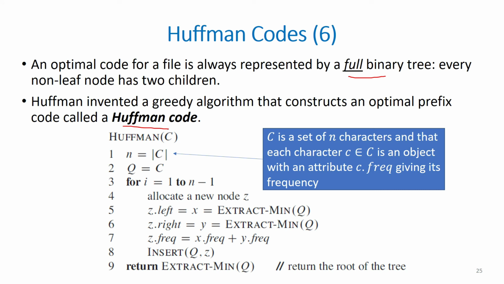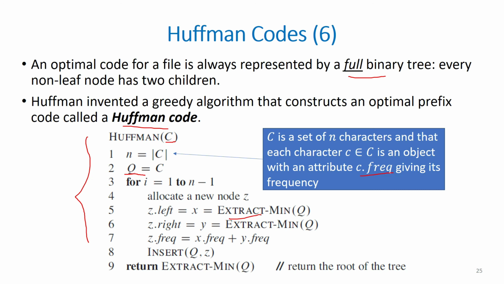The pseudocode of his greedy approach is given here. As input, the procedure Huffman takes the set C of n characters in the file, where each character has an attribute called C.frequency, which is the number of times the character appears in the file. It then puts the set C in a min priority queue denoted by capital Q, which upon calling the function extract min always returns the character with the least frequency in the queue.